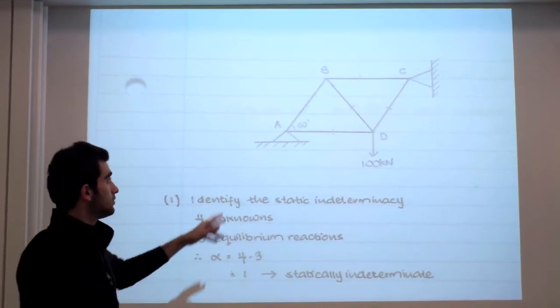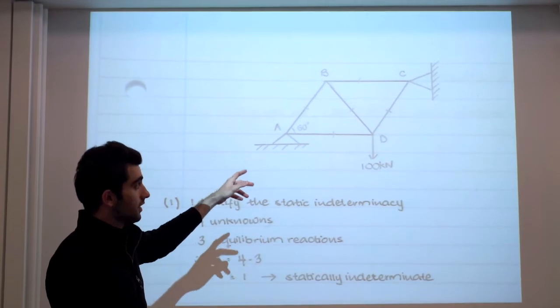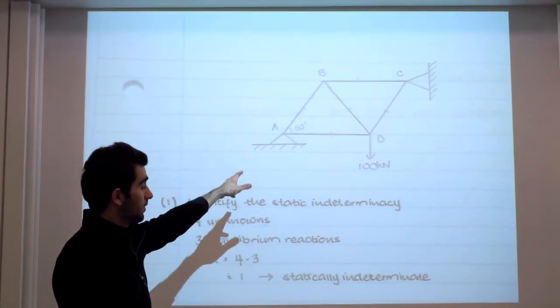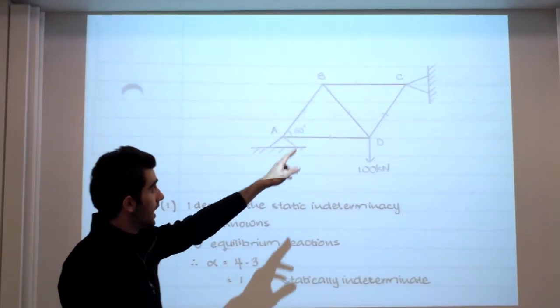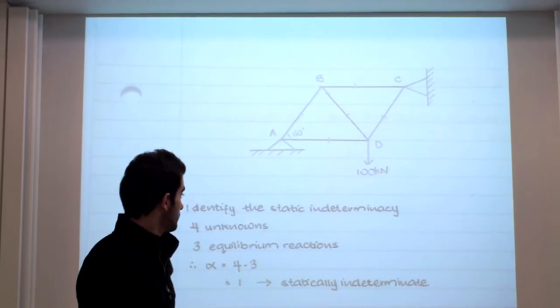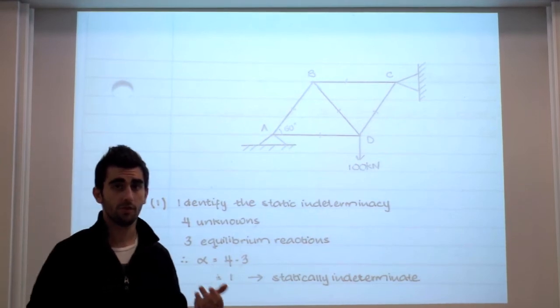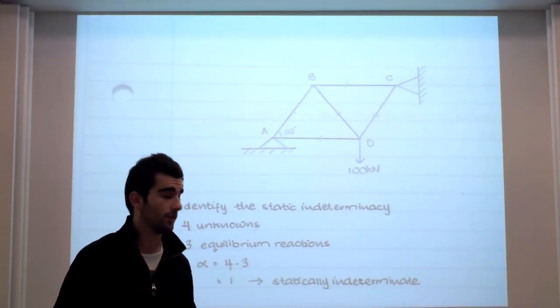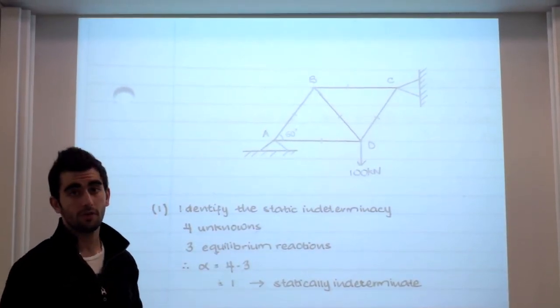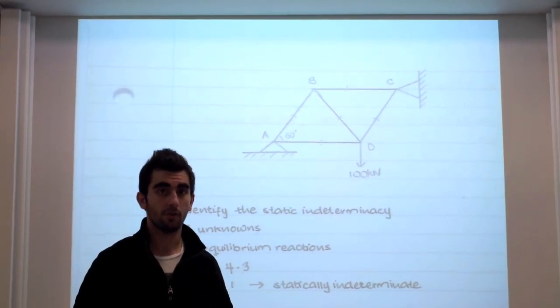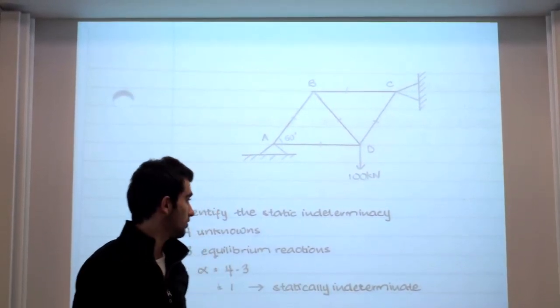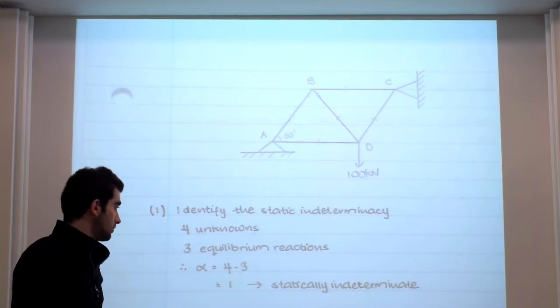There are four unknowns, two arising from the horizontal and vertical restrictions in the first pin joint and another two from the second pin joint. There are also three equilibrium equations: the sum of the moments is equal to 0 about any point, the sum of the forces in the x direction is equal to 0, and the sum of the forces in the y direction is equal to 0. Hence we have three equilibrium equations.